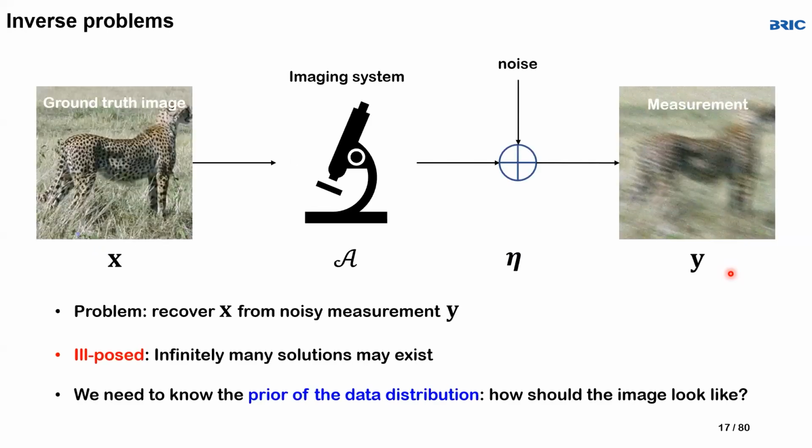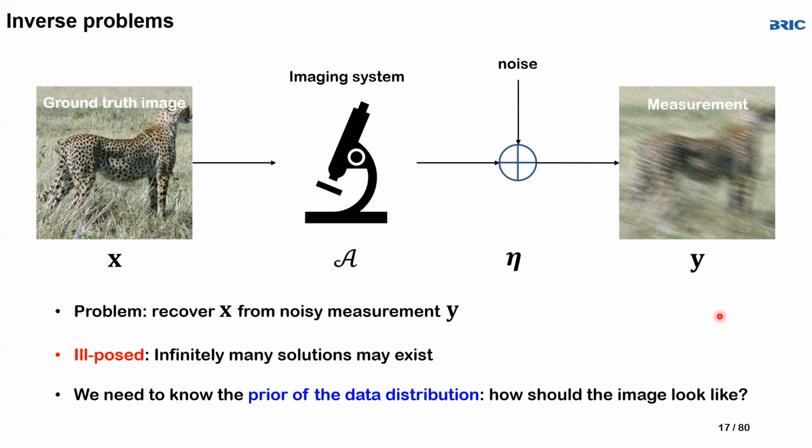So what are inverse problems? Mathematically, inverse problems are problems of recovering a clean image x that is obtained through some imaging system A, contaminated with measurement noise eta to become y. For example, the image that you are seeing here is the case where the imaging system induces blur, and there is additive Gaussian noise in the system.